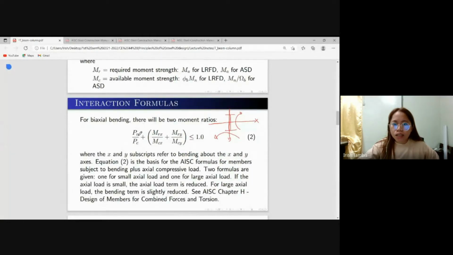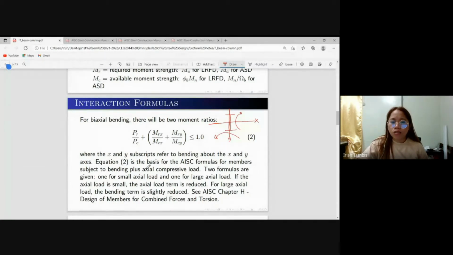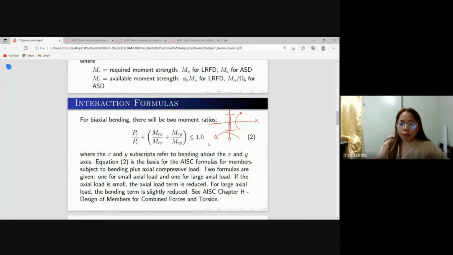And plus this axial term, no? Should be less than or equal to 1.0. Where the x and y subscripts refer to bending about the x and y axis. Equation 2 is basic for the ASC formulas for members subject to bending plus axial compressive load. Two formulas are given, one for small axial load. So, naa tay two conditions, no? Two cases, no? And lahi-lahi siya. We have one for small axial load and one for large axial load.